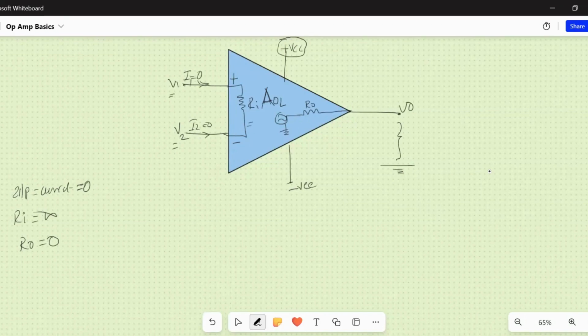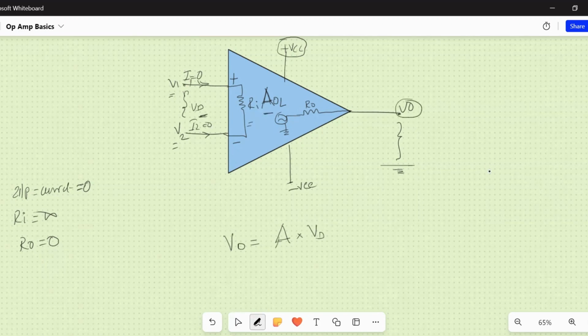Now we can talk about the open loop op-amp gain. What is open loop gain? How does it become infinite? The signal between V1 and V2 is nothing but the input voltage. That is the difference voltage, VD. The output voltage is always some amplified version: a constant gain times VD, the difference voltage. This VD into AOL is nothing but your V naught.